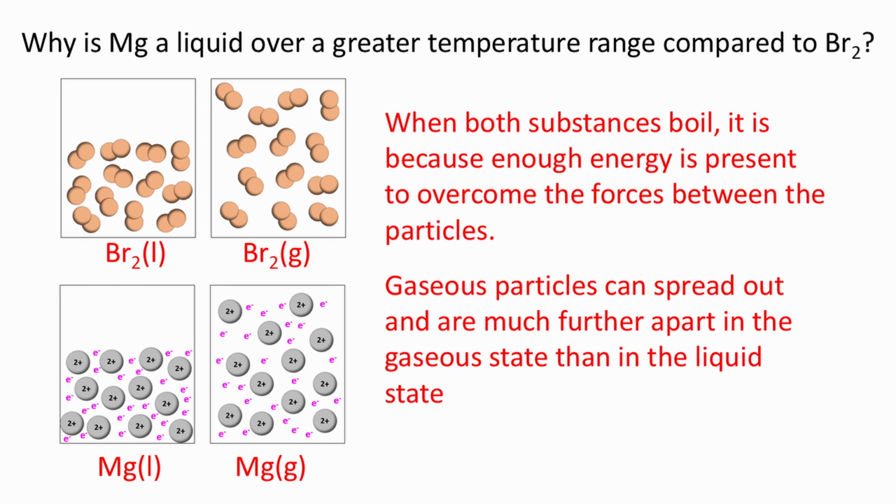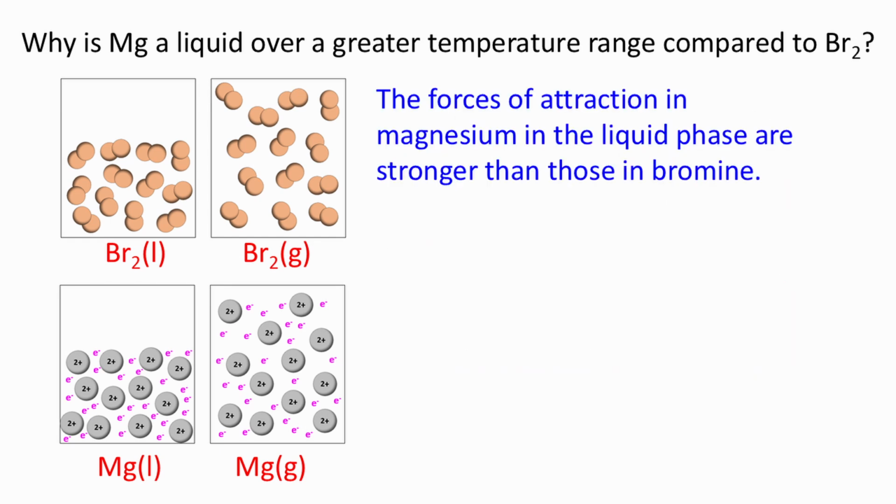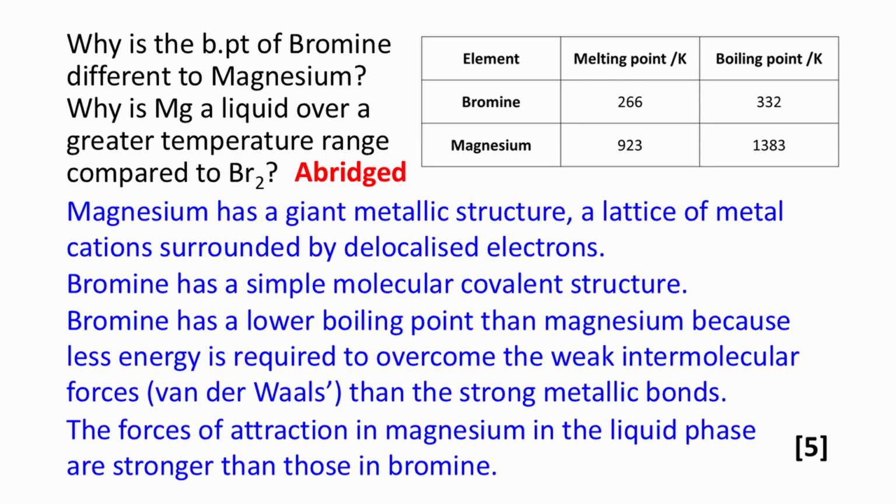When both substances boil, it is because enough energy is present to overcome the forces between the particles. Gaseous particles can spread out and are much further apart in the gaseous state than in the liquid state. To address this final part of the question, we can state that the forces of attraction in magnesium in the liquid phase are stronger than those in bromine. Here's the question answered in full.